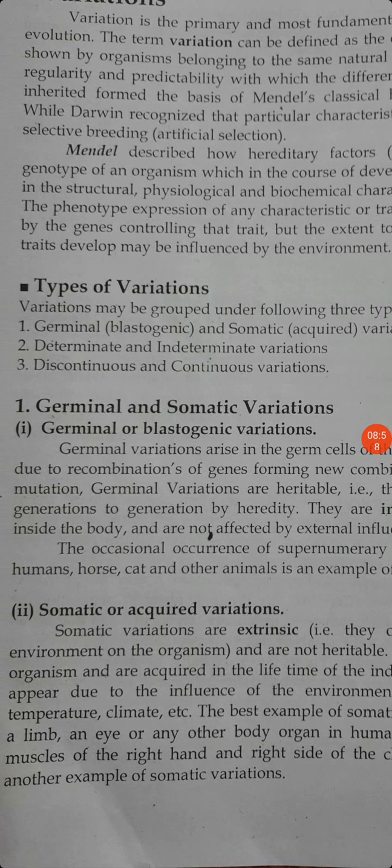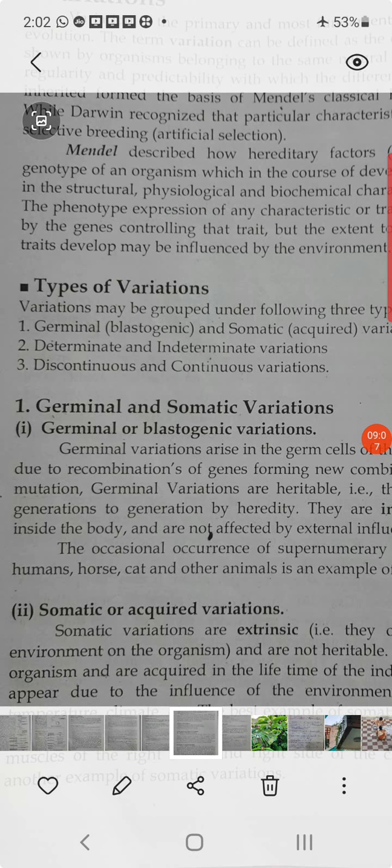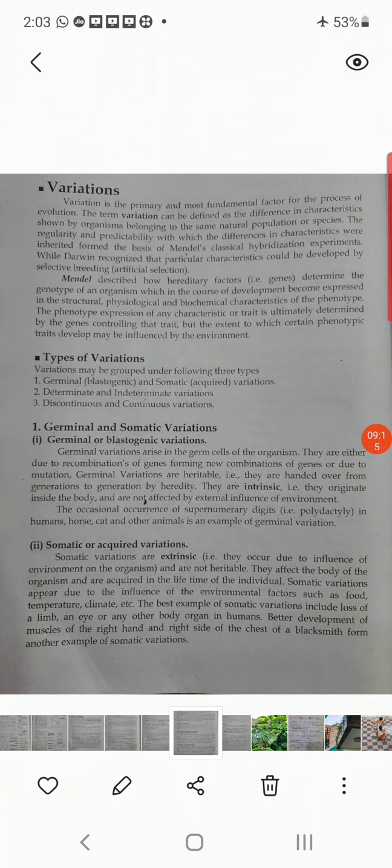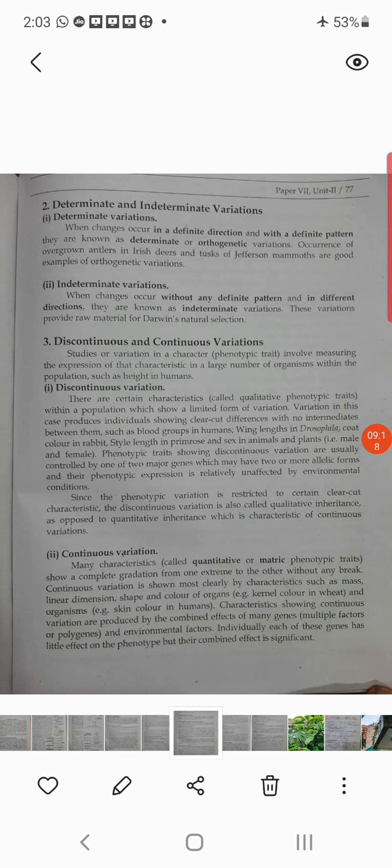They affect the body of the organism and are acquired in the lifetime of the individual. Somatic variation happens due to the influence of environmental factors such as food, temperature, climate. So these are the external changes. So this variation part is so simple, you just have to read it by heart.